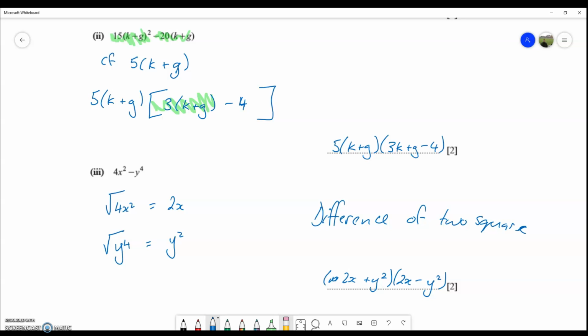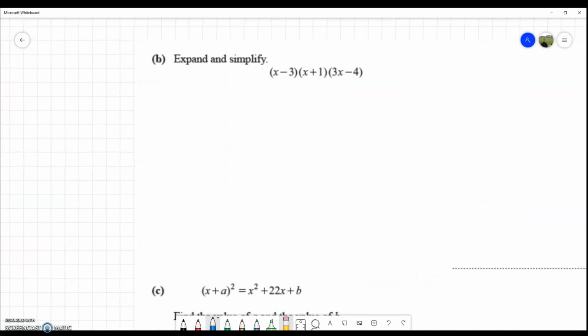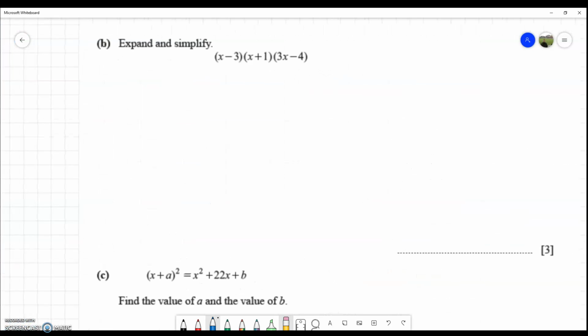And that's anything where it is p squared minus q squared is always going to be equal to p plus q and p minus q. All right, okay, moving on to part B of this question.